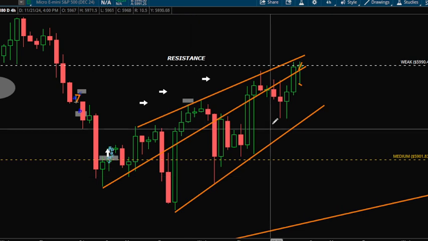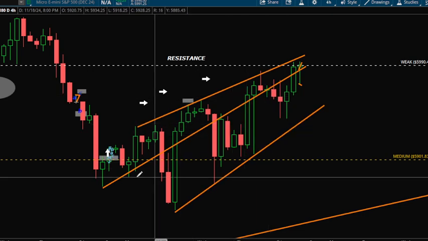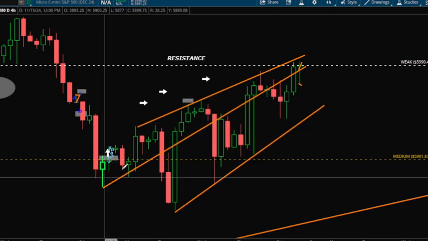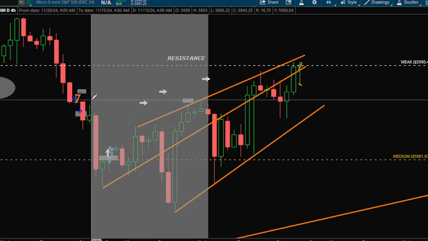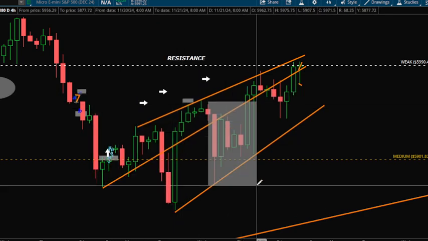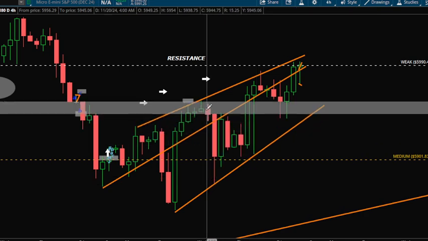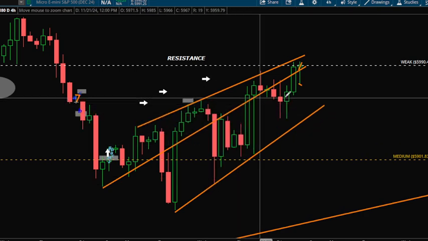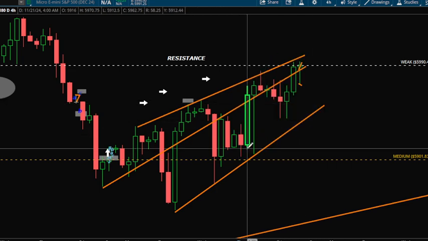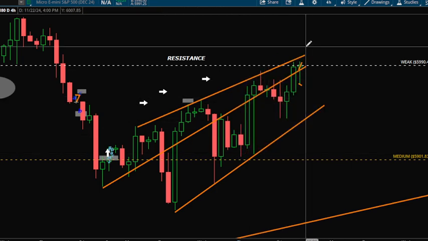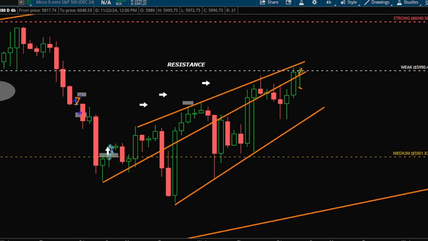So let's zoom in here. As it stands, our correction has already made two moves. This is your expanding flat here. This is your triangle here. Now I think it looks like we might be trying to end on an ending diagonal. So that will look like 1, 2, 3, 4, and a 5.